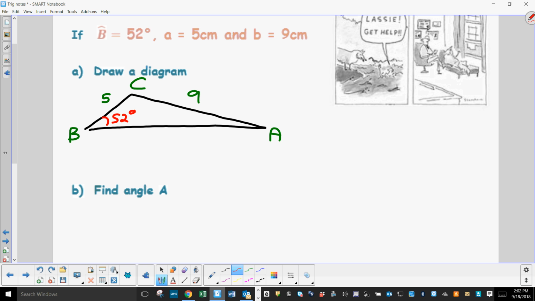We've got to decide if it's ambiguous or not. Does it follow that criteria? First of all, is the angle we give you the non-included angle? It's not ambiguous because we can't move the long side, because it wouldn't be the same length if we moved it to the left, so we can't do it.